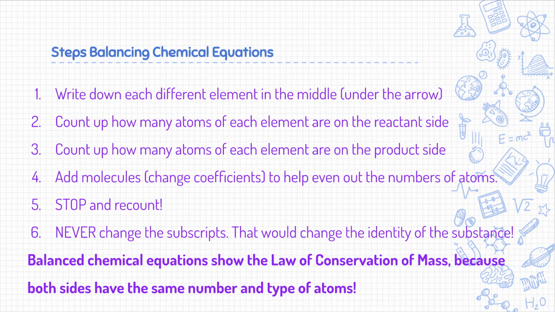It's important to get a balanced chemical equation because it shows us the law of conservation of mass. In order to follow that law, we have to end up with just as many atoms as we started with. We cannot create or destroy. In other words, we can't gain or lose any atoms during that chemical change, so our equations have to be balanced.